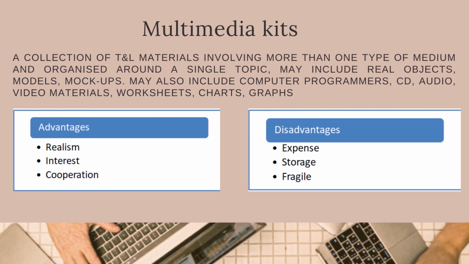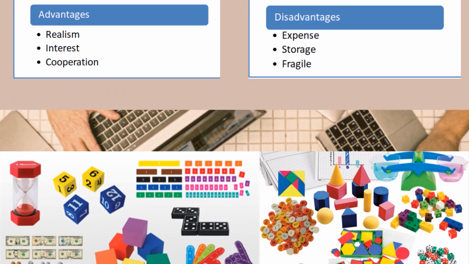Alright, so multimedia kits are a collection of teaching and learning materials involving more than one type of medium, as we mentioned in the previous slide, and organized around a single topic. You cannot find multimedia kits for teaching English, for example, and Arabic at the same time. This could be one multimedia kit for English, and the other one a multimedia kit for teaching Arabic, and so on. So it needs to be for a single topic, and it may include real objects sometimes.